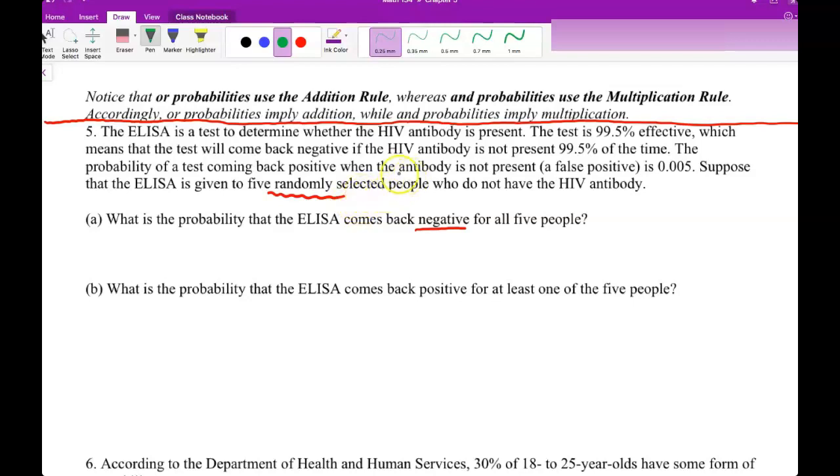So what is given? We have this one, false positive, and we have come back negative if the HIV antibody is not present, is this one. I'm writing that part here. Probability of negative is this number, 0.995, and positive is that one, 0.005.